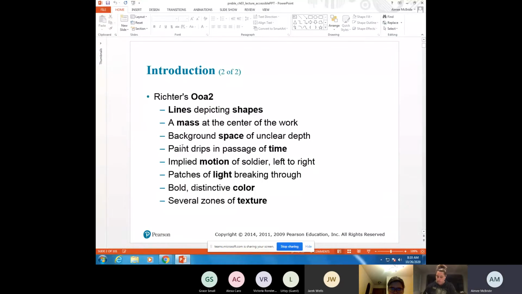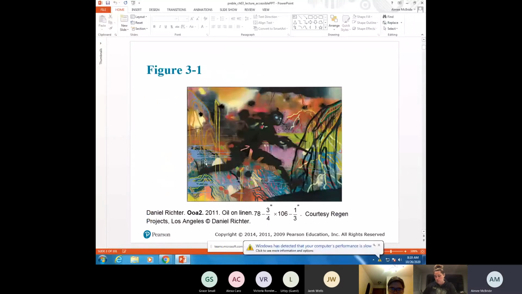And of course, also with the background, we have implied motion. Come back to time in a second. Because this man is clearly, what is he doing? He's running, so he's running through something that's implied motion. He's not actually running, but it's implied that he is running in this flat surface. And of course, the passage of time is signified with the paint dripping down on that painting.